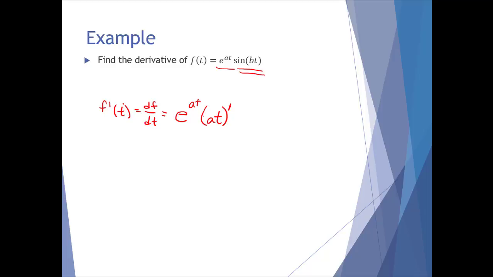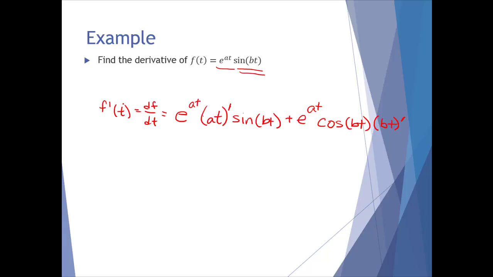Now that's, by product rule, the derivative of the first function. I need to multiply that times the second function. So that's times the sine of bt, as is. And then plus, I need the first function as is, so that's e to the at, times the derivative of the second function. Well, the derivative of sine bt is going to be cosine bt, do not touch that inside function, times the derivative of the inside function, so times (bt)', meaning I'm about to take the derivative of that.